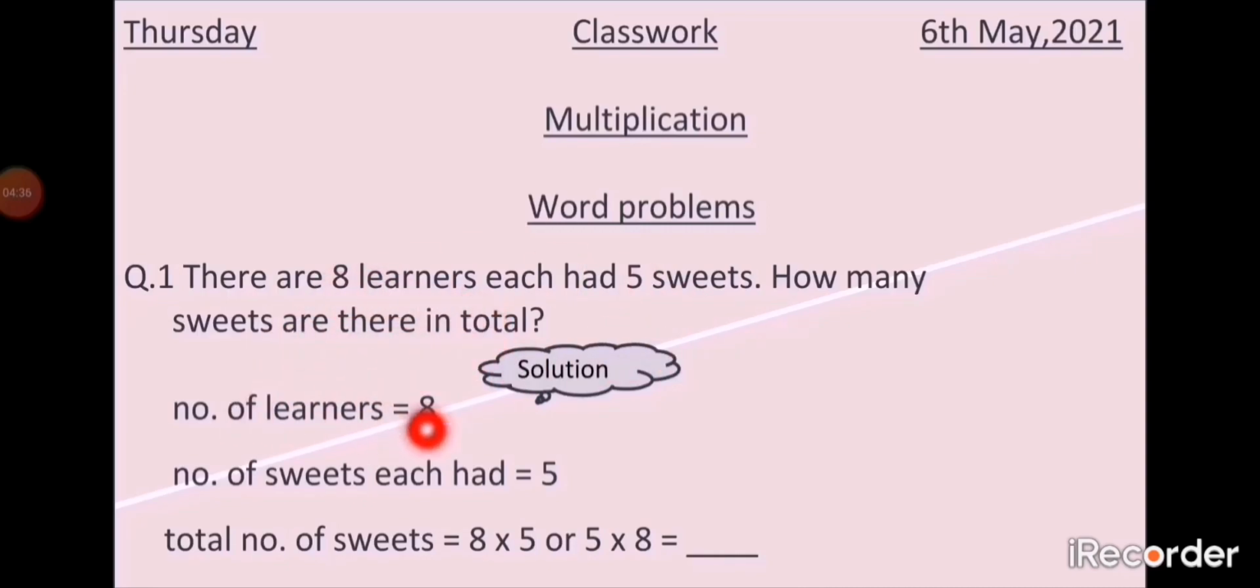In a story sum, we have to make some statements. These are statements. So, for statements, we will take out the statements from the question. First, look at the question. Which question is this? There are 8 learners, each had 5 sweets. We have to count the total number of sweets. It means we have to count 8, 5 times. We have to add 8, 5 times. So, it means we have to count 8 again and again.